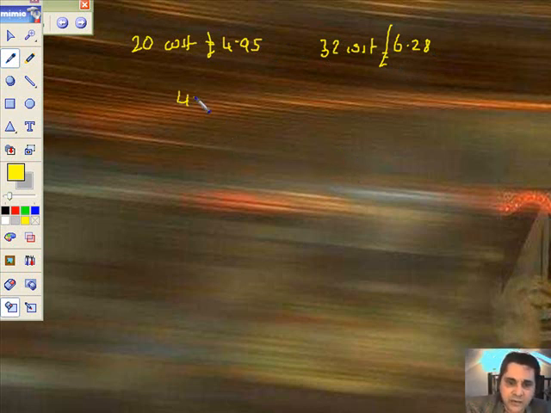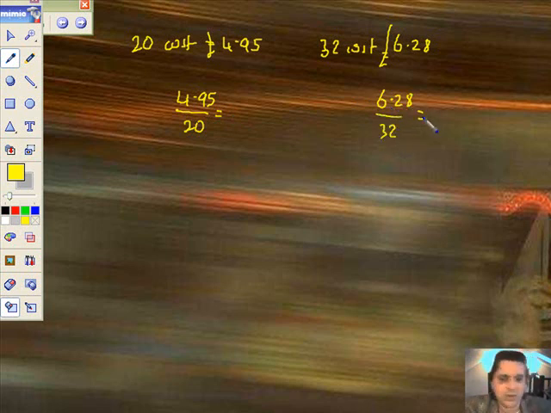So we're going to take our £4.95 and divide that by 20, and we're going to take our £6.28 and divide that by 32. We get the cost per battery. Now we have to assume it's the same battery, the same multi-pack. We have to assume they're the same battery, otherwise it wouldn't be a fair calculation.